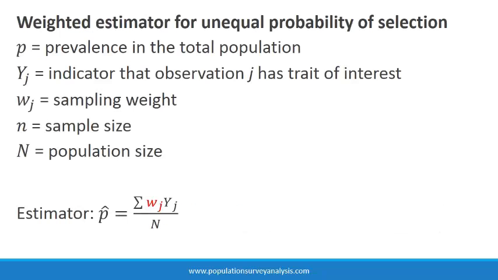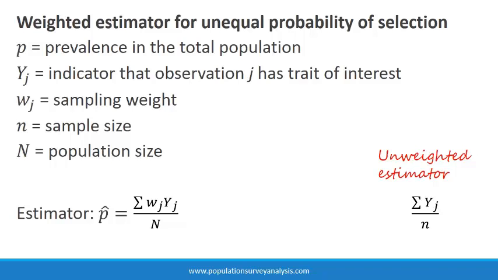The sampling weight is applied to each observation when estimating prevalence. Notice that the denominator of the weighted estimator is big N, the total population. This is different from the unweighted estimator presented in the simple random sampling video, where the sample size, little n, was in the denominator. Another way to think about the unweighted estimator is that it has a constant weight, an equal probability of selection for each person in the population.